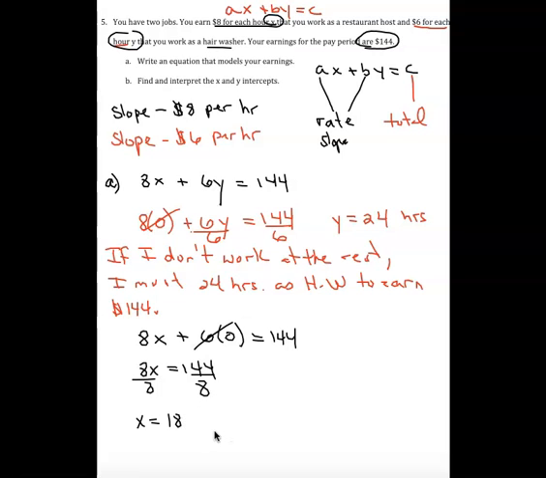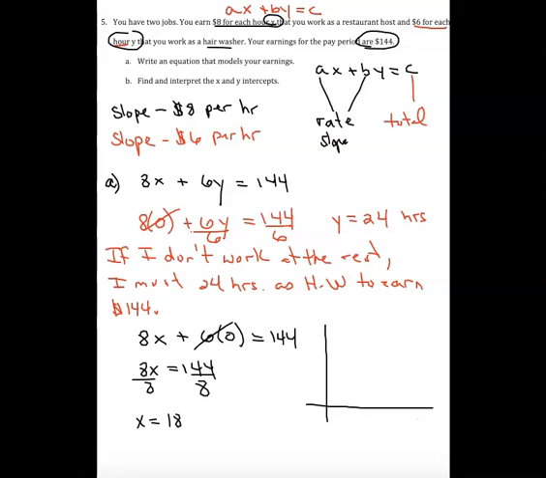So that interpretation is similar to the other ones. Rather than saying if I don't work at the restaurant, well, if I don't work as a hair washer this week, then I must work 18 hours at the restaurant in order to earn $144. So these two values, these two intercepts, are points. So I would also give you a graph on this one.